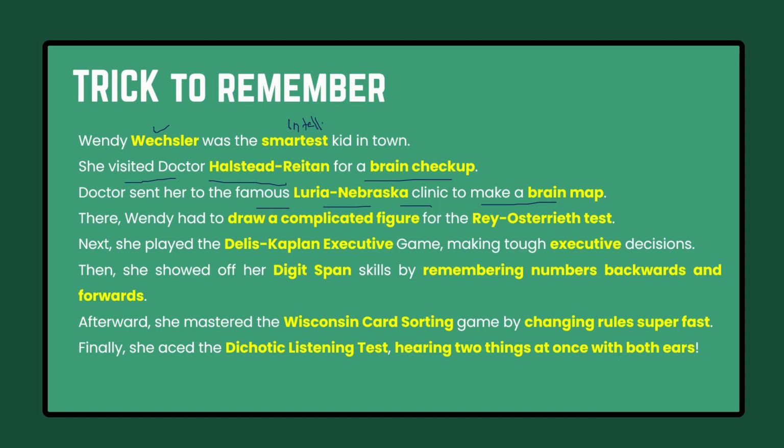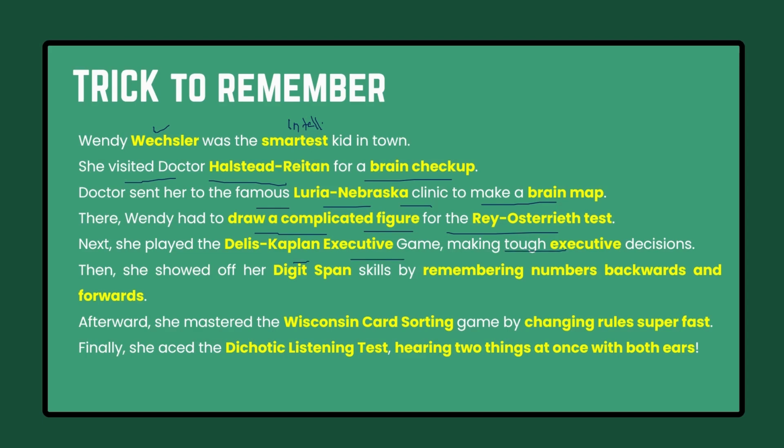Then Wendy had to draw a very complicated figure for the Ray Ostrich test. So Wendy, who's the smartest kid in town, visits Dr. Halstead Rayton for a brain checkup. The doctor sends her to a very famous clinic which is called Luria, Nebraska to get a brain map done. And when she goes there for the brain map, she's asked to draw a very complicated figure for the Ray Ostrich test. Next, she played the Dallas Kaplan executive game, making tough executive decisions.